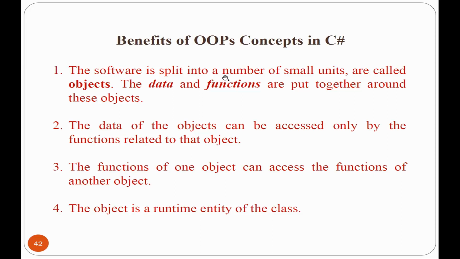The software is split into a number of small units called objects. The data and functions are put together around these objects. Second, the data of the objects can be accessed only by the functions related to that object. The functions of one object can access the functions of another object. The object is a runtime entity of the class. So these are the benefits of object-oriented programming concepts.